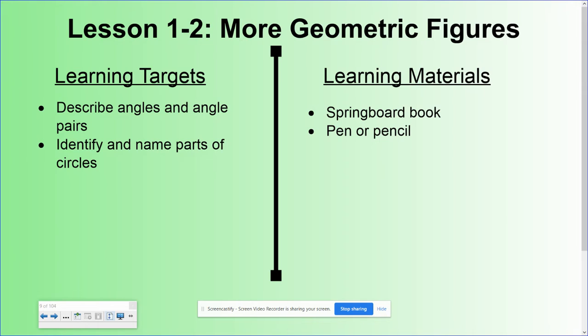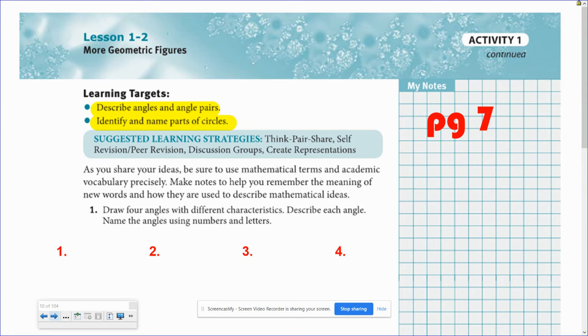Okay, what you're going to need today is your Springboard book, a pen or a pencil, and again, if you want a highlighter, that could be helpful too. So let's get started here. So what we're going to be doing, there's our targets again.